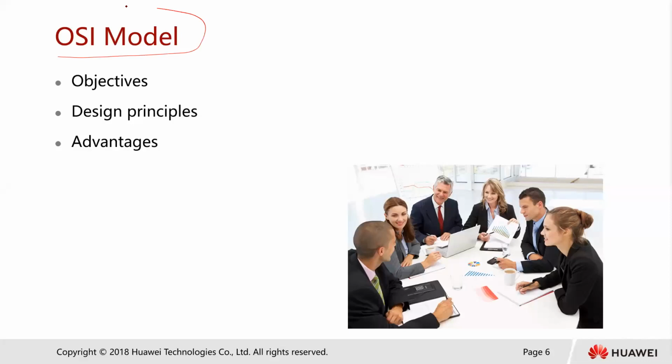Our network engineers in the call, how many layers are in the OSI model? Seven. Okay. TCP/IP.